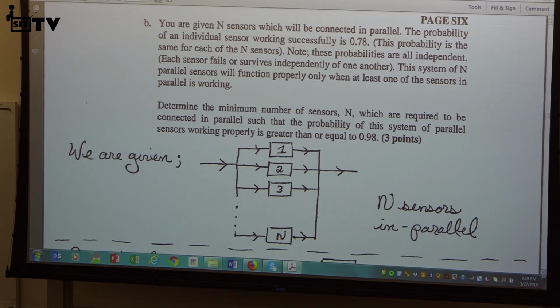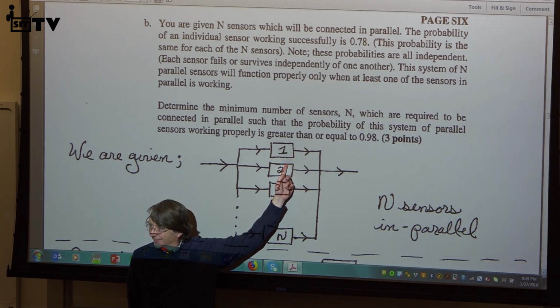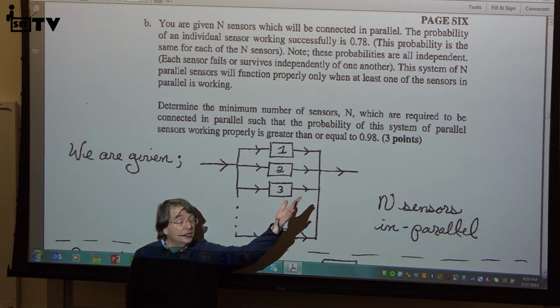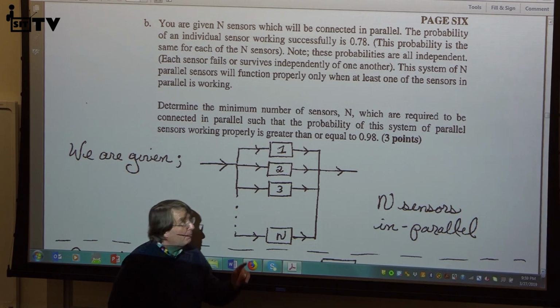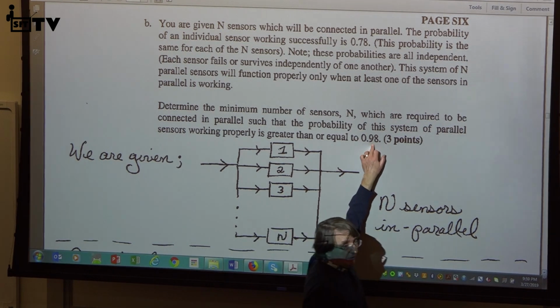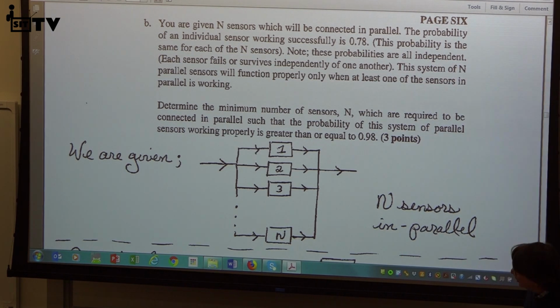Okay? So, determine the minimum number of sensors. Minimum. You see, my colleagues, if I had an infinite number of sensors in parallel, it should always work. One of them should work. So here, I don't want to buy an infinite number. I want to buy the minimum I can. But I want that to be greater than, in this case, 0.98. So I want a 98% chance that this system is going to work.